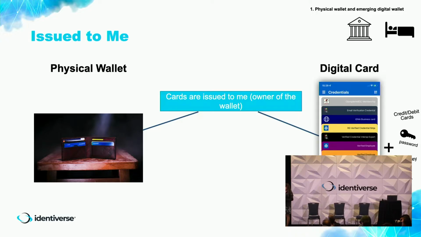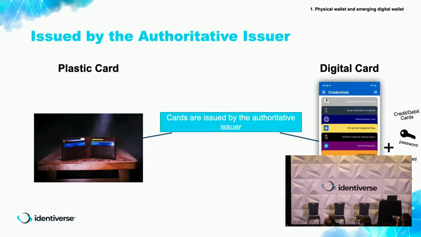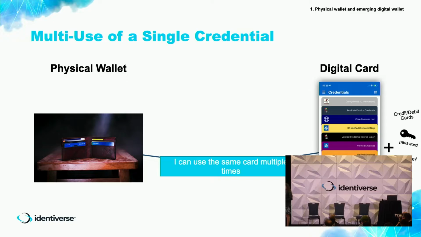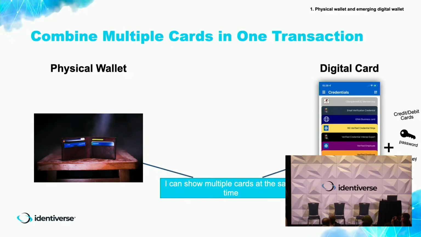So who is this card issued to? It's issued to me, right? A person who owns both the physical card and the digital wallet. Who is this card issued by? An authoritative issuer. A driving license issued by a university would not make sense. And these cards are portable. I'm taking them in and out, I can carry them together with me, and they're multi-use. I don't have to go back to the issuer, potentially the Department of Motor Vehicles, every single time that I'm using this credential, right? And I can combine multiple cards.